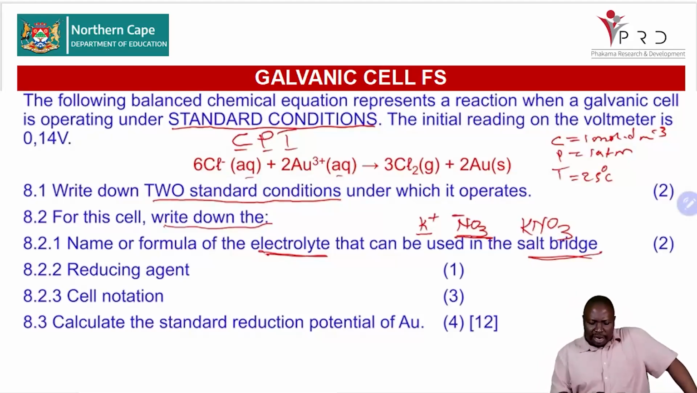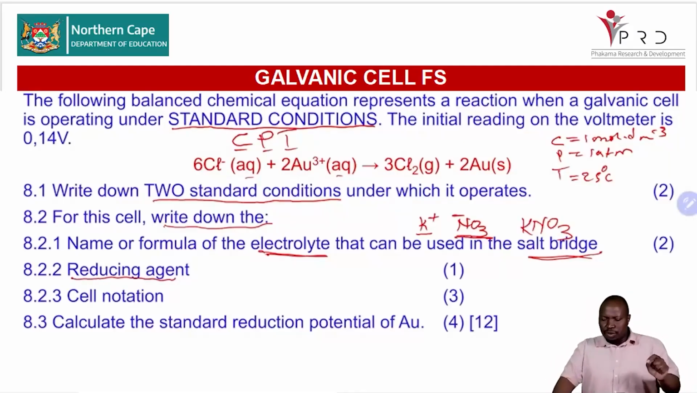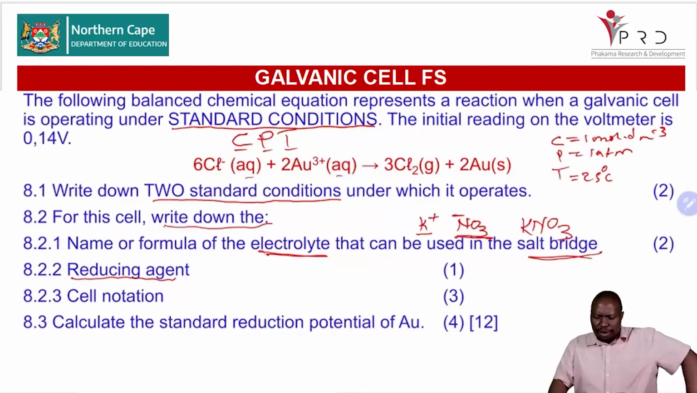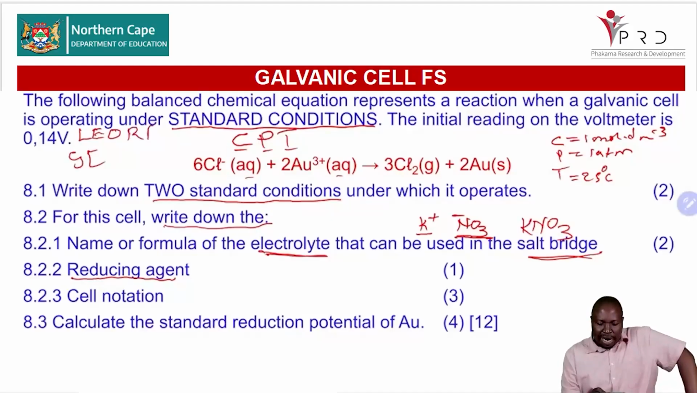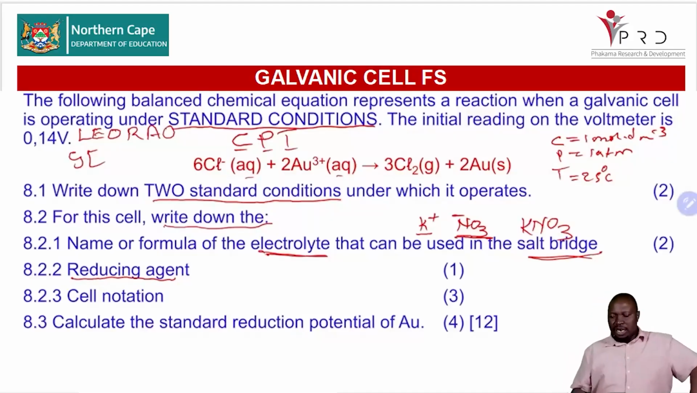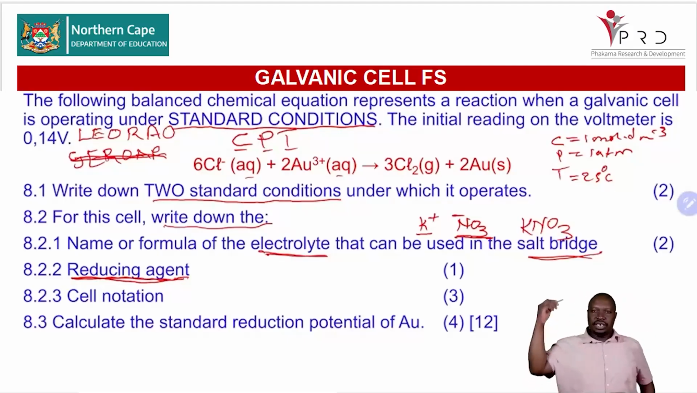Now, the next question, they say, write down the reducing agent. That is question 8.2.2. So you are able to look into that question and say, what is the reducing agent? Remember, the reducing agent is the one that loses electrons and undergoes oxidation. The one that gains electrons undergoes reduction. We call it the oxidizing agent, and that one is reduced. But this question says we're looking for the reducing agent, so you look for which one is going to lose electrons.